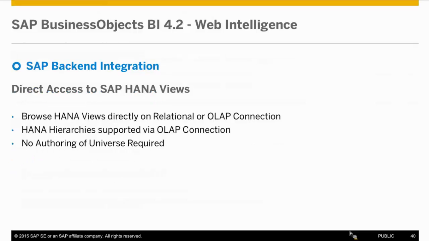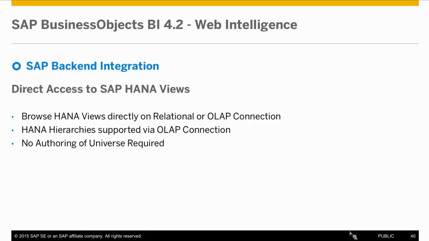On the back-end integration, we added two very cool solutions. The first solution is the ability to directly access SAP HANA views. Normally, if you consumed HANA within Web Intelligence, you first had to go into the IDT, create a universe, export the universe, and then start consuming it in Web Intelligence. Oh wait, we just changed our analytical view in HANA, so we have to redo the universe and update the Web Intelligence document.